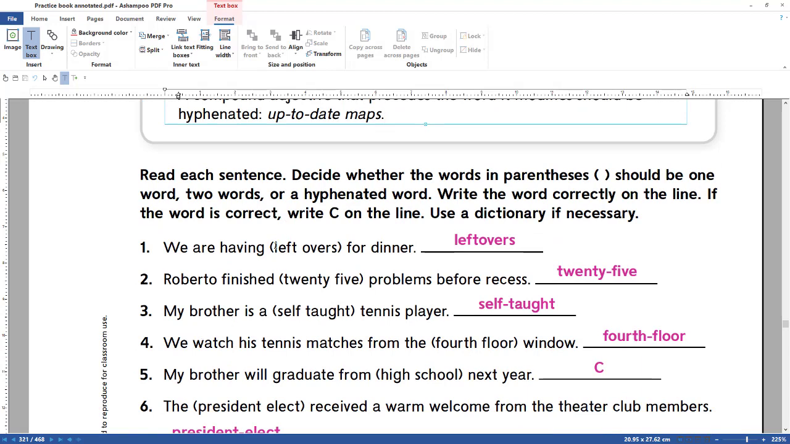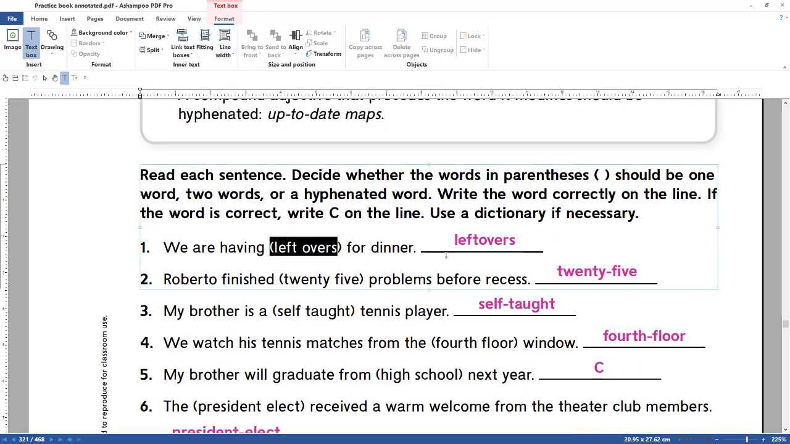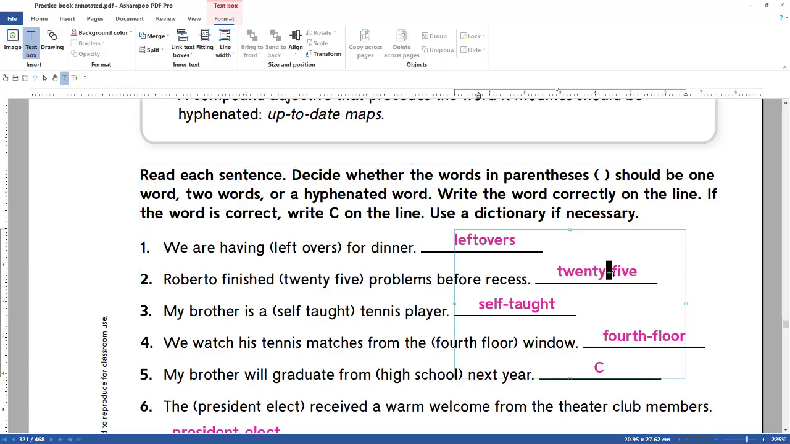Leftovers: two words, and we mix them to make a hyphenated word. Leftovers 25, this is numbers, so we have to put a hyphen between them, as you can see. Self-taught: self is a prefix, so a hyphen between them, self-taught.